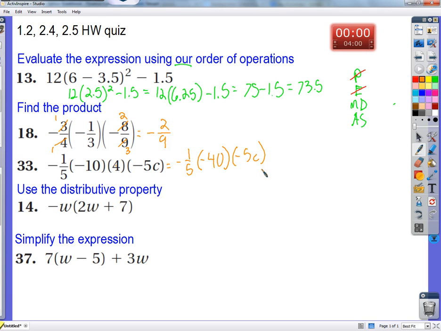Jada. So negative 1 fifth times negative 40, what does that mean, 1 fifth times something? When you multiply that, or what will you get when you multiply by 1 fifth? Caleb?